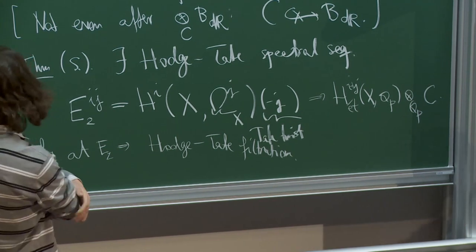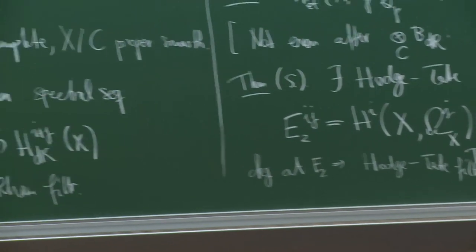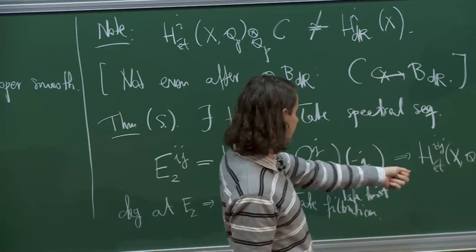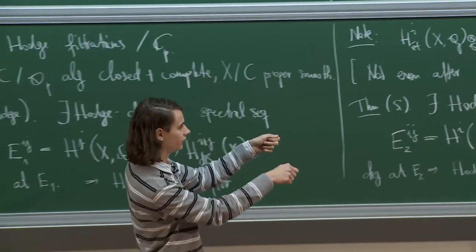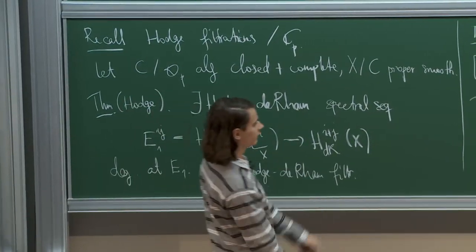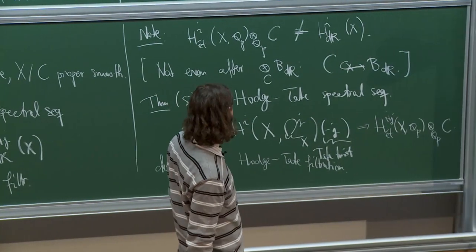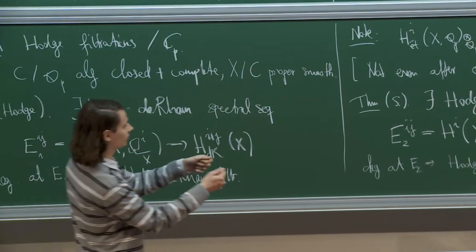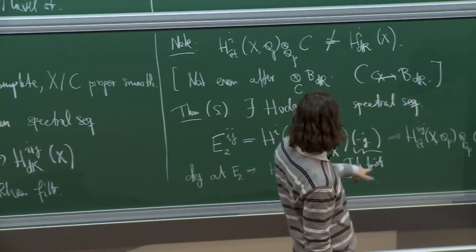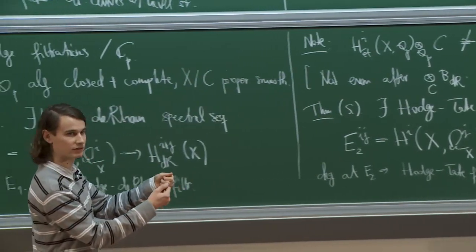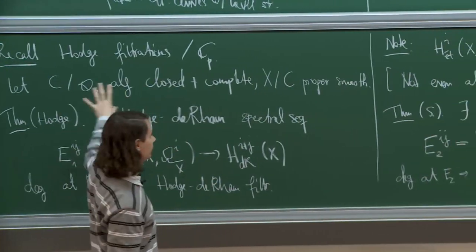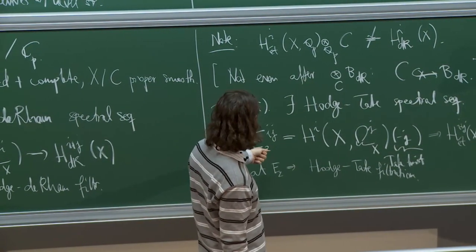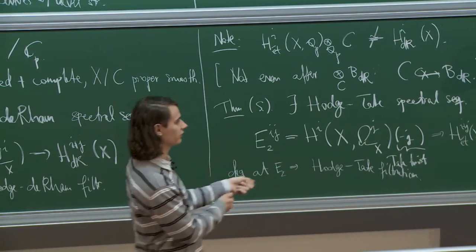So assuming your variety is already defined over a discretely valued extension of Q_p with perfect residue field, then it follows from the Galois covariance that it has to degenerate, because there can be no differentials between the Galois covariant terms in here. And also there are no extensions and no maps between those, so this implies that actually this filtration is canonically split by using the Galois action. But that's only true if it's defined over a discretely valued extension, and so in general this is really just a filtration and it's not canonically split.